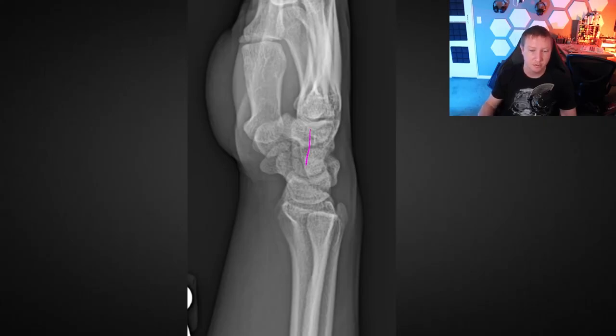And so the angle between these two should be less than 30 degrees. So 0 to 30, anything more than that, then we know that that lunate is abnormally tilted. And again, you can't really make those measurements accurately unless we have a good lateral. So we often look at that pisiform cortex up here to see if it's midway between the scaphoid and the capitate.